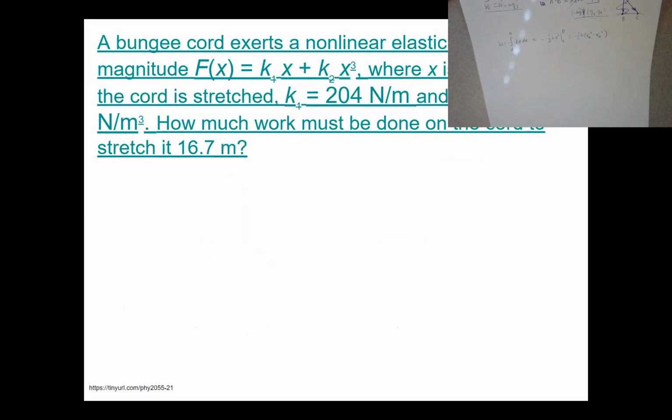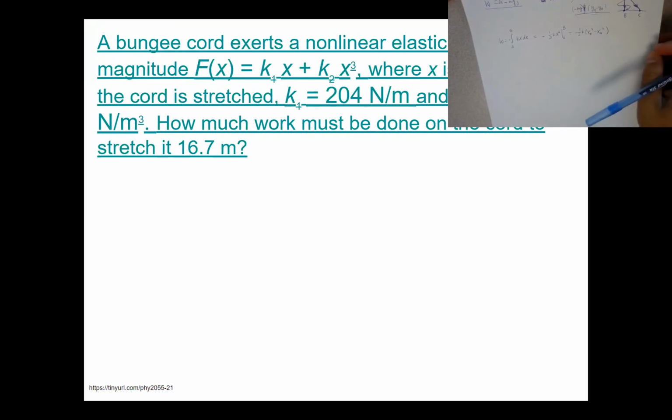We will take a look at the second example here. It says a bungee cord exerts a nonlinear elastic force of magnitude Fx equal to k1 x plus k2 x cubed, where x is the distance the cord is stretched. k1 is equal to 204 newtons per meter. k2 is equal to minus 0.233 newtons per meter cubed. It asks how much work must be done on the cord to stretch it by 16.7 meters.